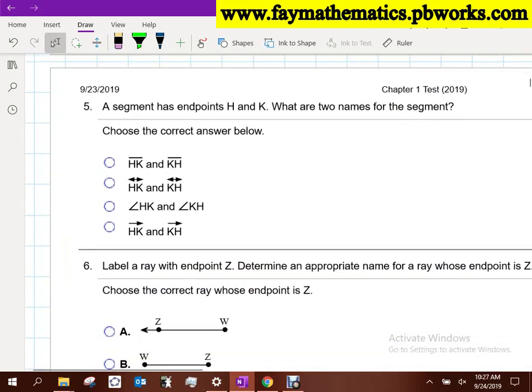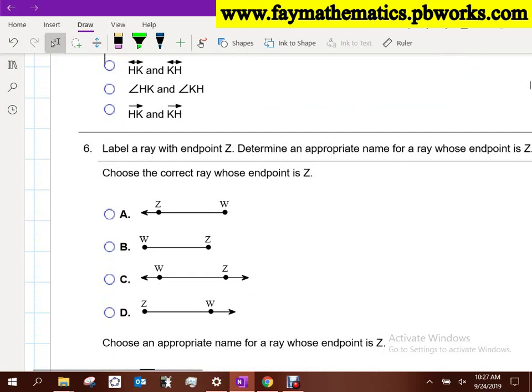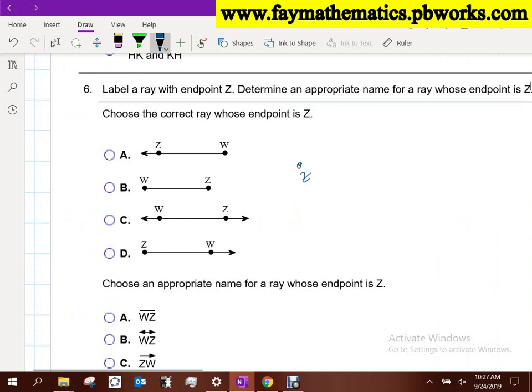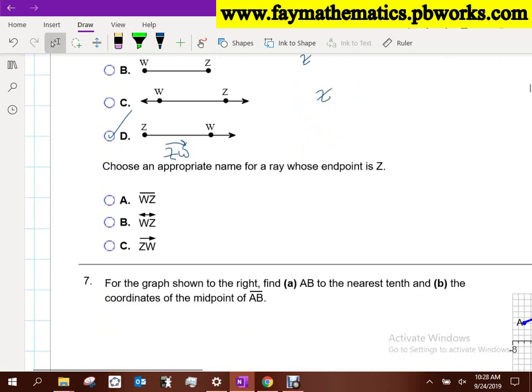A segment has endpoints at H and K. What are 2 names for the segment? Right there. Label a ray with endpoint Z. Determine an appropriate name for a ray whose endpoint is Z. Whatever my ray is, and they're using W here, W has to be somewhere else. So Z, because it has the endpoint, has to be the first point. If I had to name it, I'd name it ZW like that. Part C here, ZW.